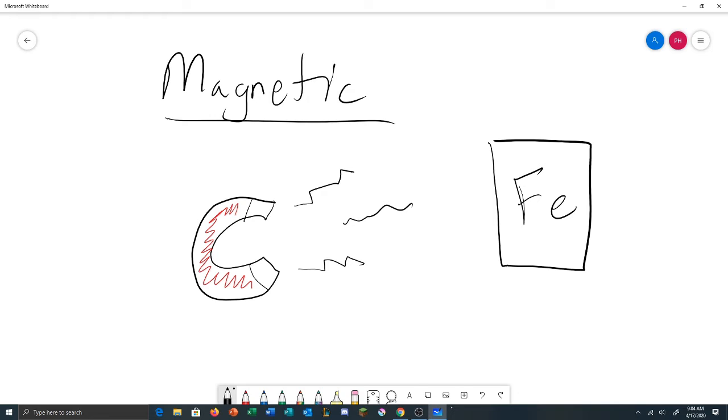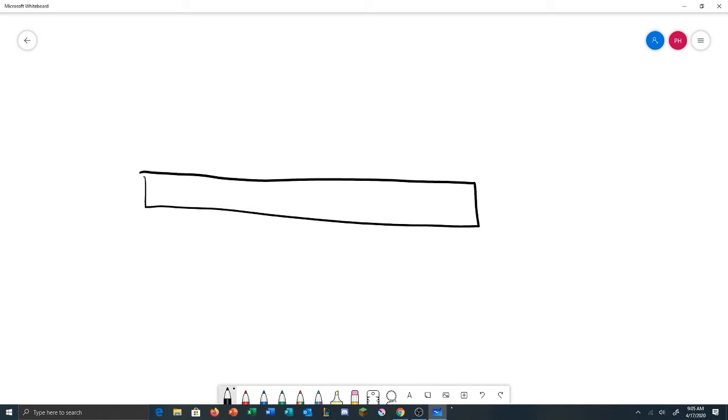So I'm just doing Fe because that's iron. That's the periodic table symbol for iron. So a field is the area in which this magnet will have an effect on that iron. Remember, there's north, south pole and all that. If we were to look at a bar magnet, its field would look something like this.